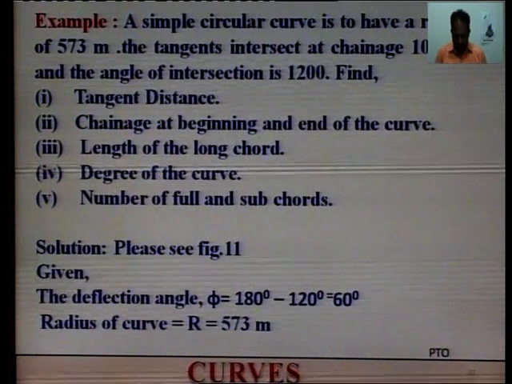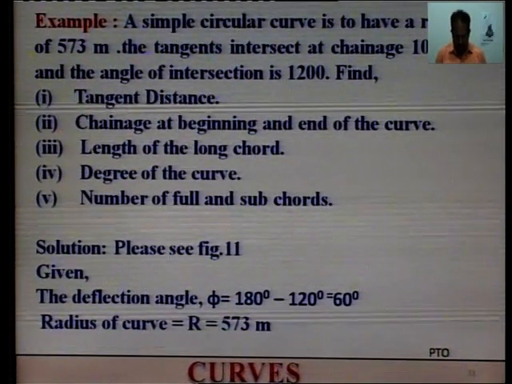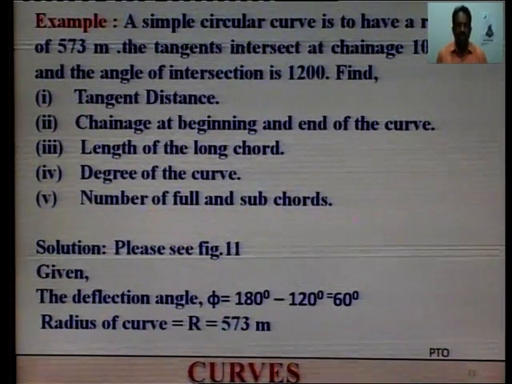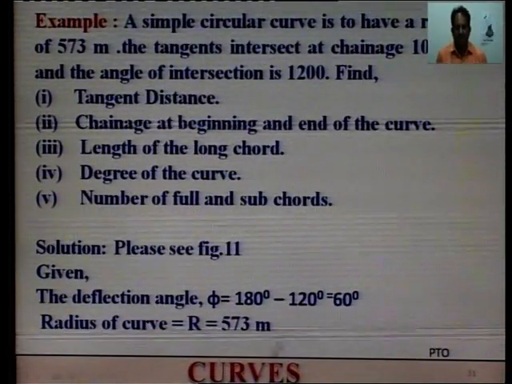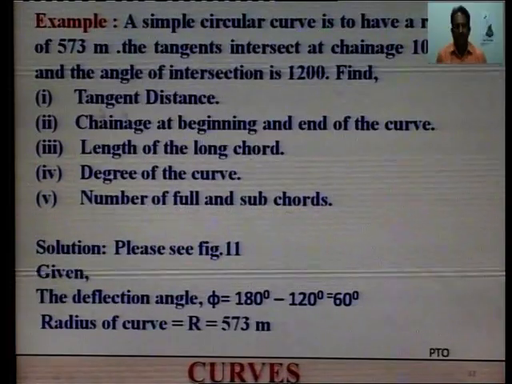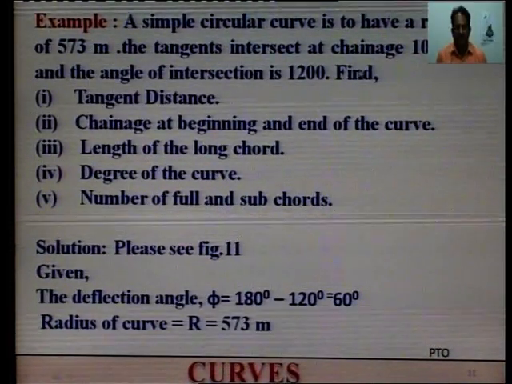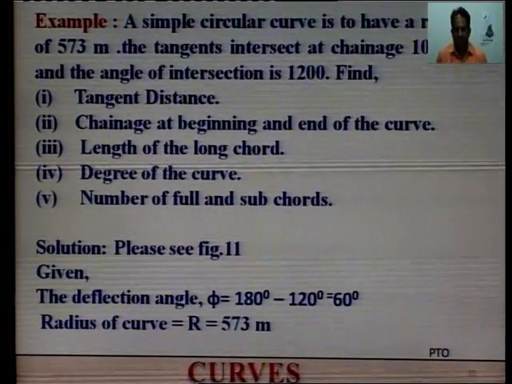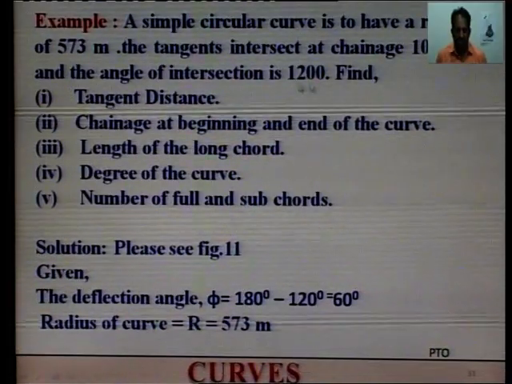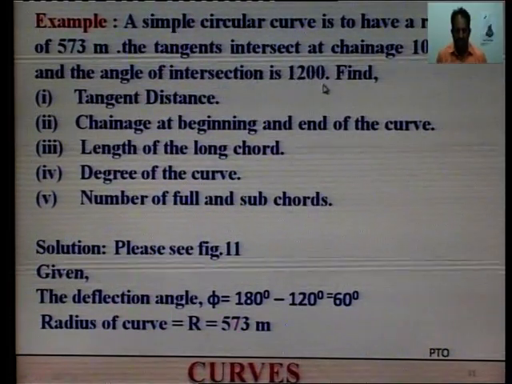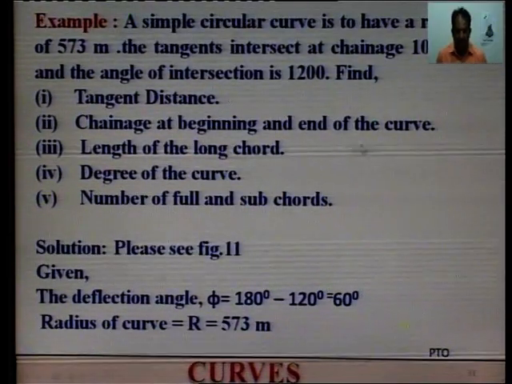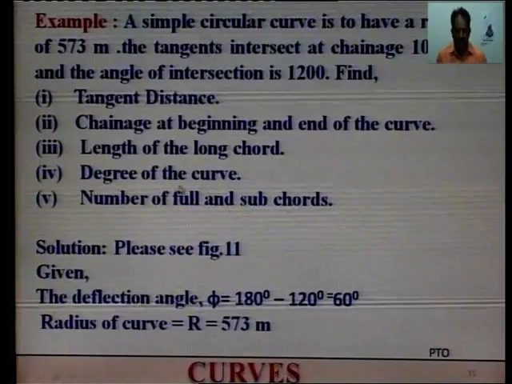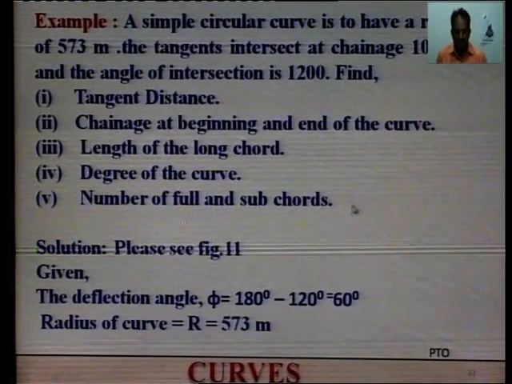So, we now have an example from which you will understand what we have discussed up till now. A simple circular curve is to have a radius of 573 meters. The tangents intersect at a chainage of 1060 meters, and the angle of intersection I is 120 degrees. Find the tangent distance, chainage of the beginning and the end of the curve, length of the long chord, degree of the curve, and number of full chords and subchords.